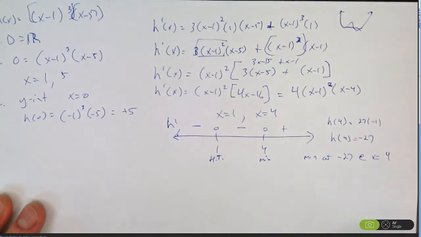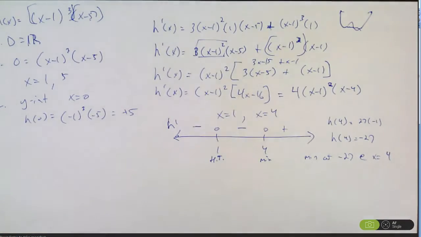And hopefully you're not watching this on your phone. I did this in pen instead of my marker because I wanted it to be a little more condensed.